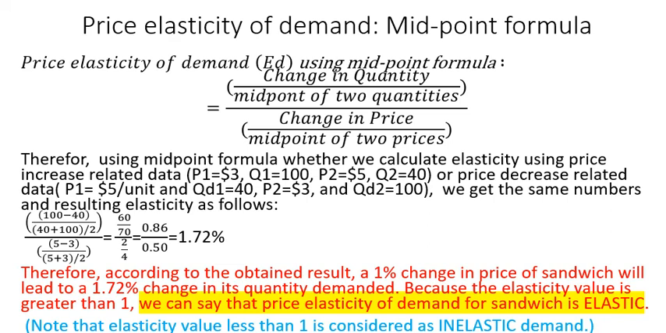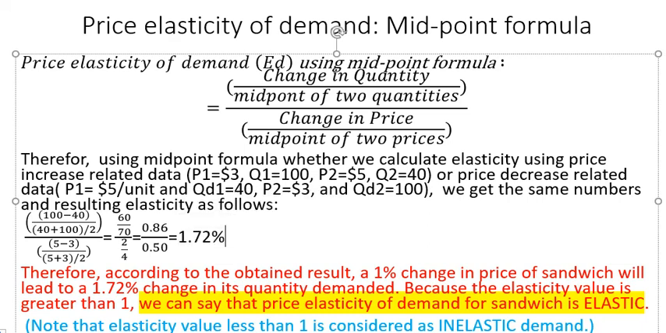So how do we interpret this number? A 1% change in price now will lead to a 1.72% change in the quantity demanded of the sandwich. And notice, if you are using the midpoint formula, whether we set up the problem as a price increase problem or as a price drop problem, either way we get the same result, 1.72%. And because this number, 1.72%, is greater than 1, we call it an elastic demand. So sandwich demand is elastic because the elasticity value is greater than 1.